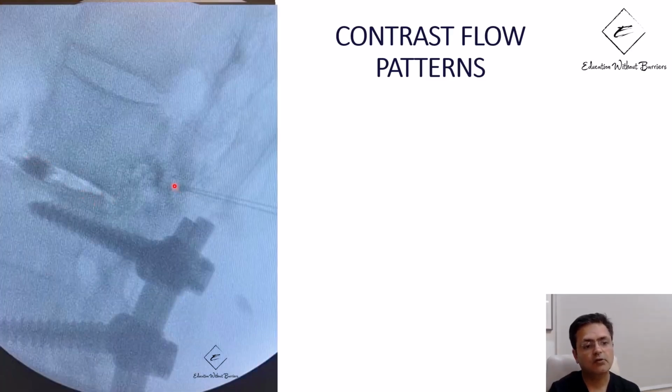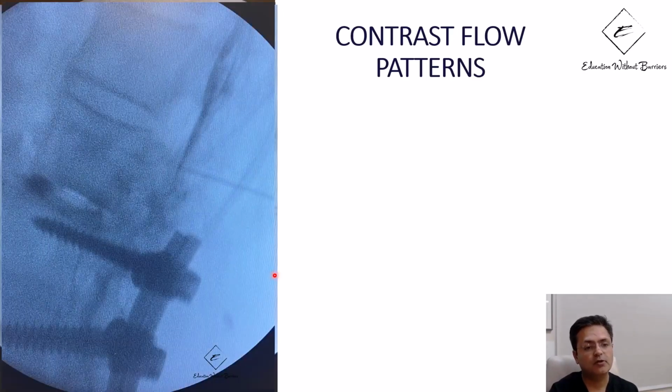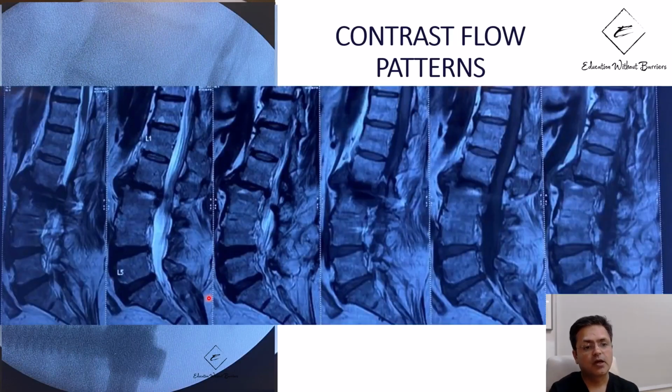So although my needle is away from the disc, there is intradiscal spread. And why does that happen when I'm so far away from the disc? This is the intradiscal spread, and that happens because there is a disc bulge, a significant one, which is extending in different directions. And hence, I might be away, but I still might catch the disc. And that's something always to keep an eye out for.